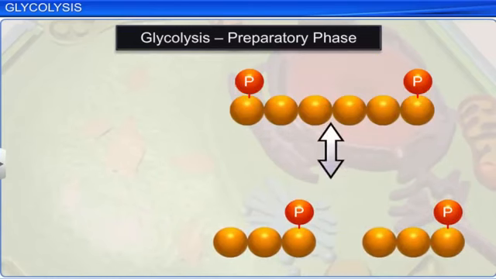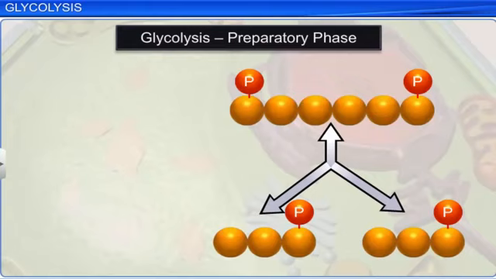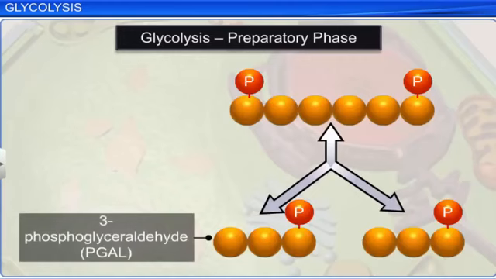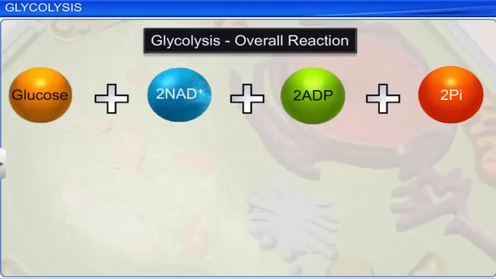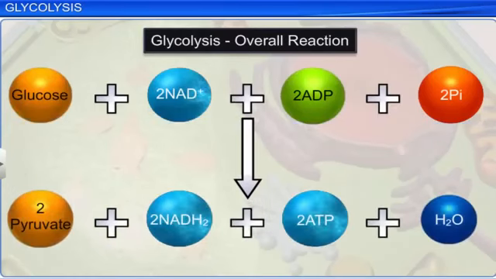As 2 molecules of PGAL are formed from fructose 1,6-biphosphate, the reactions in the payoff phase will occur 2 times, once for each PGAL. The preparatory phase utilizes 2 ATP molecules to break down glucose, while the payoff phase yields 4 ATP molecules and 2 NADH2 molecules. Thus, the net gain from a single molecule of glucose in the glycolysis process is 2 ATP and 2 NADH2.